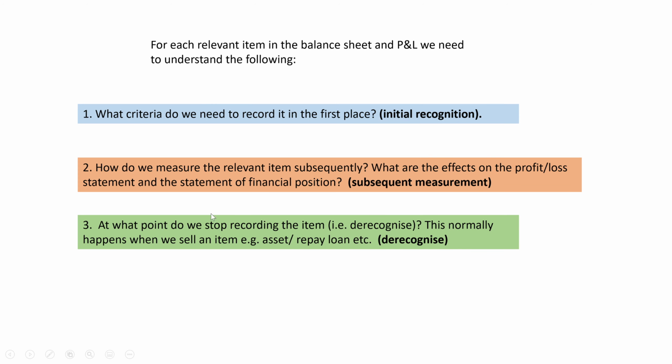We then have to consider at what point we stop recording the item. So if we sell an asset, we stop recording the asset. If we repay a liability, we stop recording the liability. And another word for stopping to record something is derecognize. So you have to understand these 3 stages.